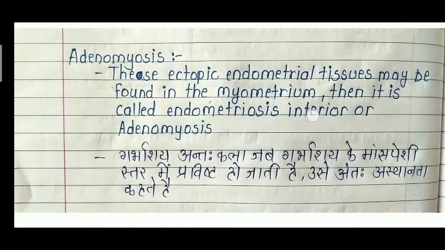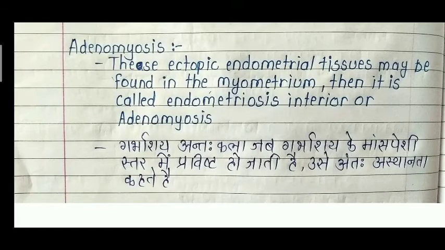Next is adenomyosis. Let's see the definition. If these ectopic endometrial tissues are found in the myometrium, then it is termed as endometriosis interna or adenomyosis.